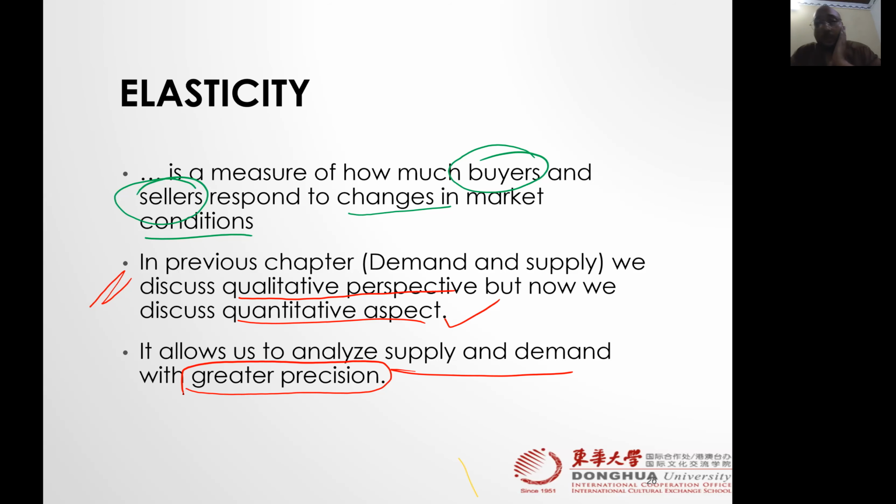Before, we just talked about expectations: okay, price will come down, price will go back to the equilibrium, finding a new equilibrium. So what is the equilibrium price? What is the equilibrium quantity? How much? We don't know. We can just have a guess, increase or decrease, that's it. Right?